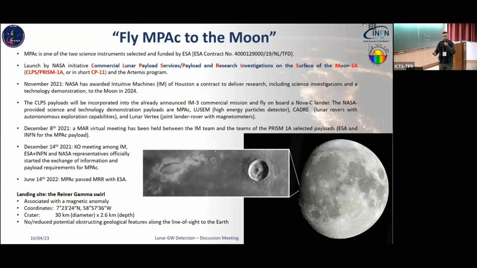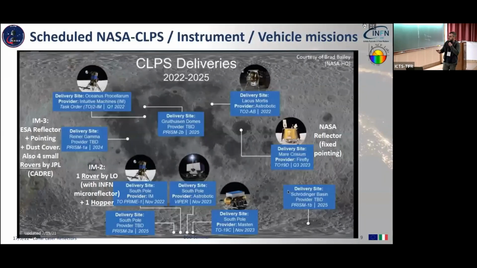Okay, I'll do this. Maybe it's better. And okay, let's move a little bit further. So this is just a generic landscape. It's not updated because it's from 2021, but it gives a visual idea, a better idea of what the next CLPS deliveries will be. And here in particular, you have the delivery site Reiner Gamma, where MPAC will be delivered.